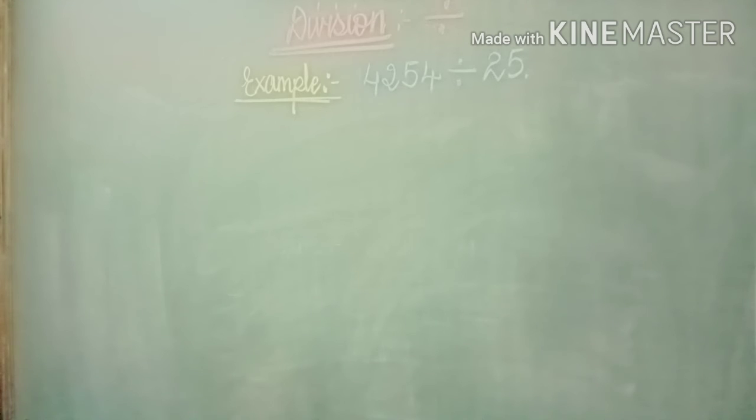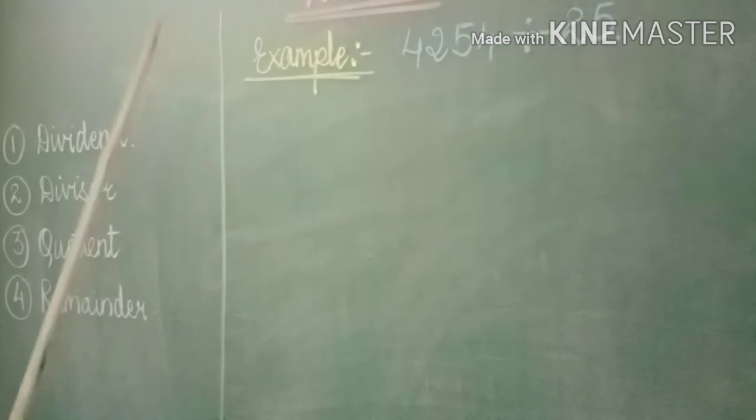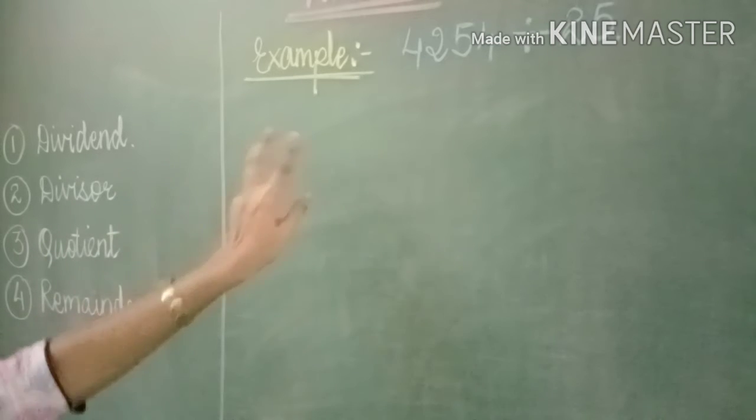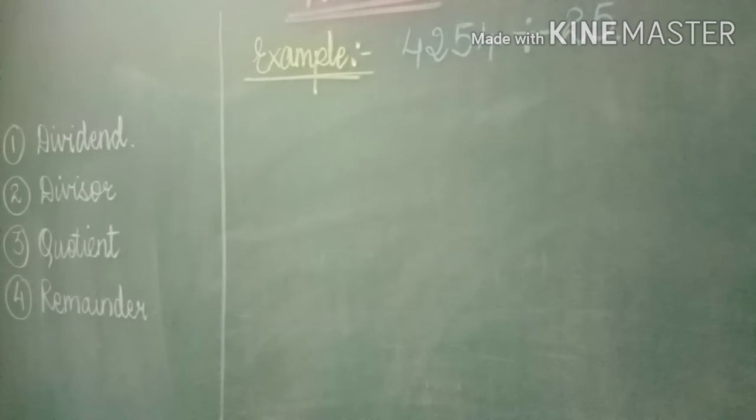In multiplication we have added. Now in division we have to subtract. For that, we have different steps for division. Now in division we have these 4 steps. First one is called dividend, second is called divisor, third is called quotient, and fourth is called remainder. Now let's see with these 4 steps how to divide 4254 divided by 25.